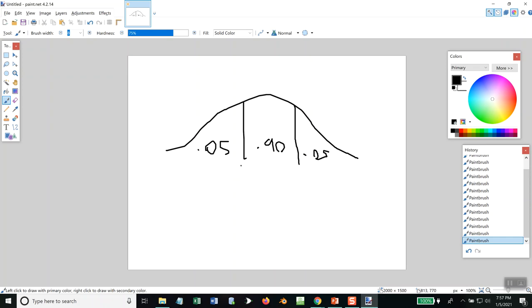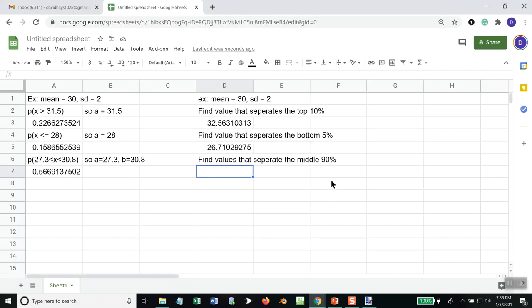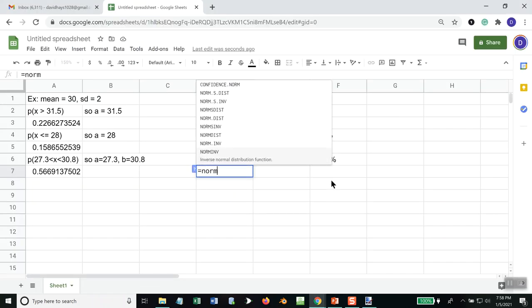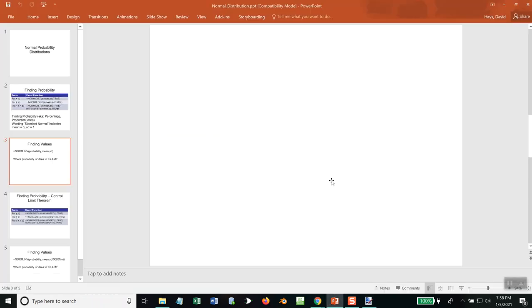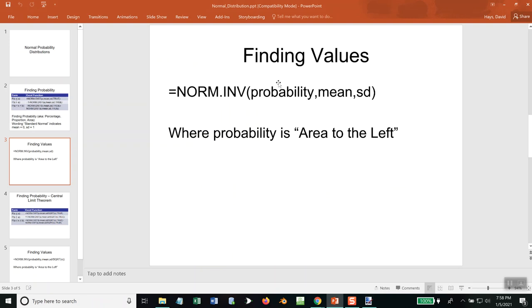Now we're trying to find this value, and we're trying to find this value. Now first this one. So the area to the left would be 0.05. So we do equals norm.inv 0.05, comma, mean 30, comma, standard deviation, which is 2, and press enter. And we get that. And again, this is just still based upon this one right here.